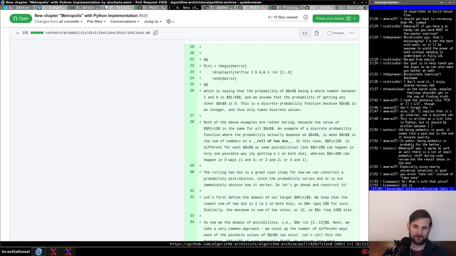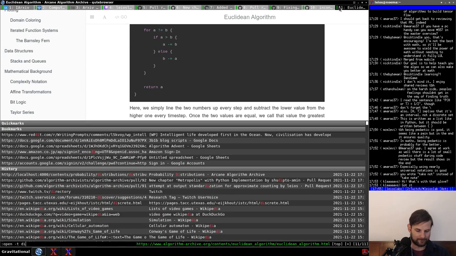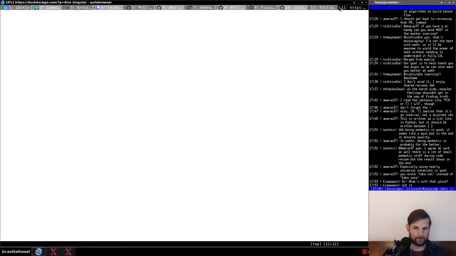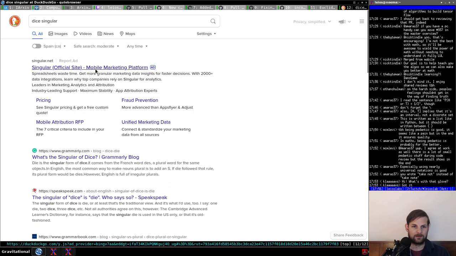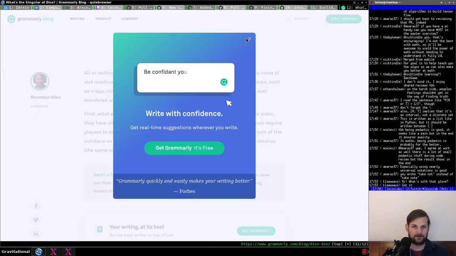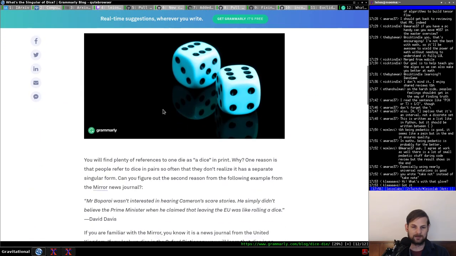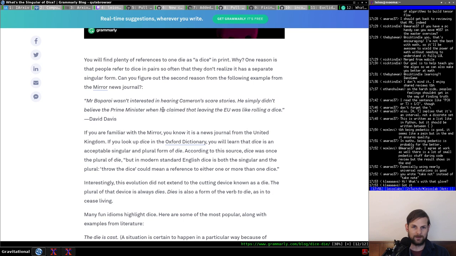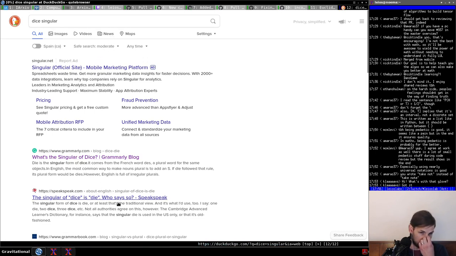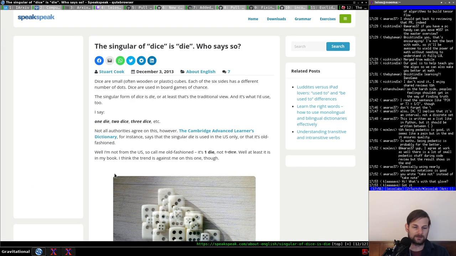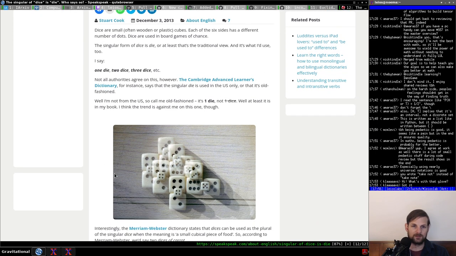I thought die was singular. I must be wrong. What's the singular of die? Roll the dice, lucky sevens. You'll find plenty of references to one die as a dice in print. I thought the singular of dice is die. Dice are small, often wooden or plastic cubes. 1 die, 2 dice, 3 dice. Yeah, okay.